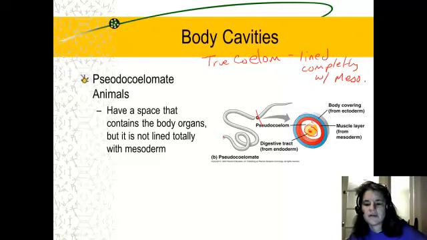Now, if he were truly a coelomate animal, you would see a ring of red around that endoderm. Then you would see this space, the coelom, and then you'd see this other ring that you do see around here of mesoderm. So you would have mesoderm, space, mesoderm. In this animal, you don't have that. You just have the endoderm, a space, and then mesoderm. So it is a pseudocoelom.